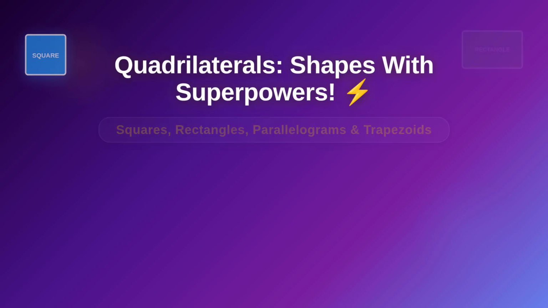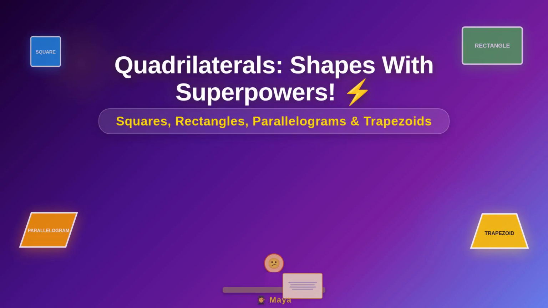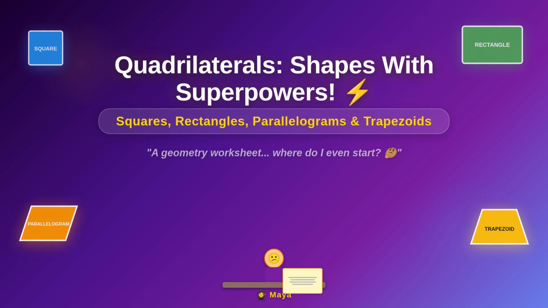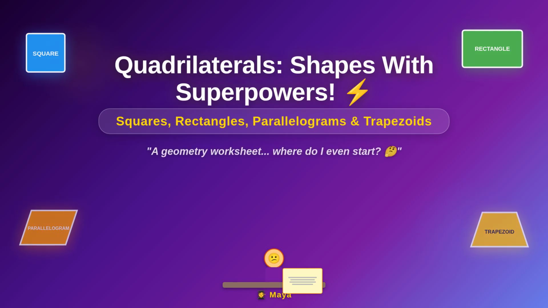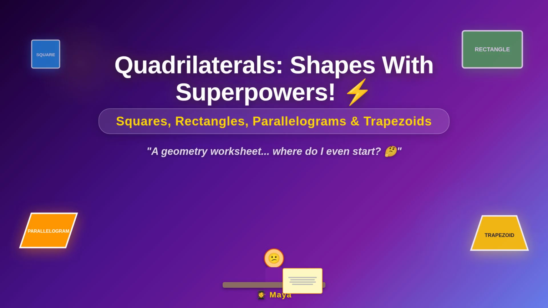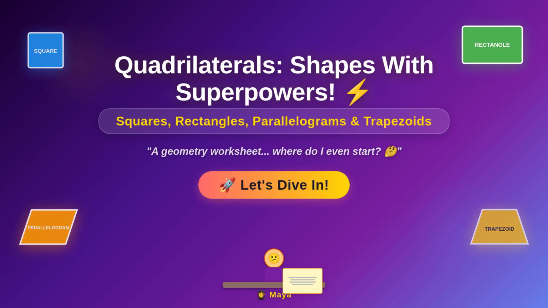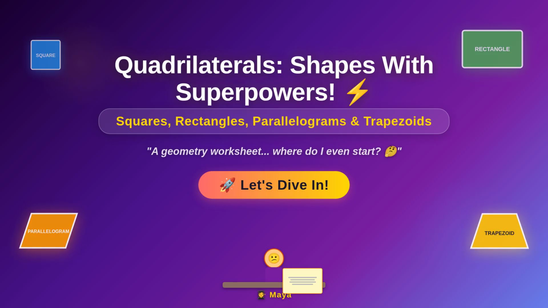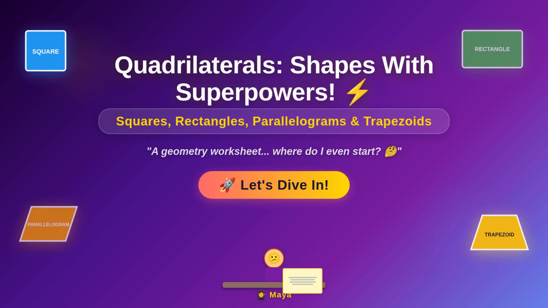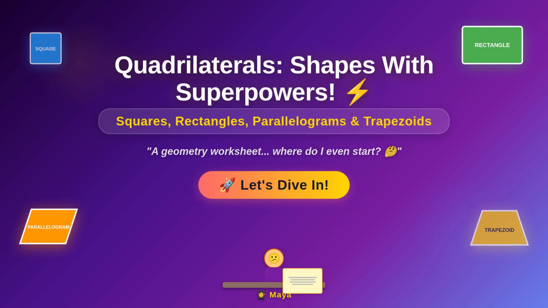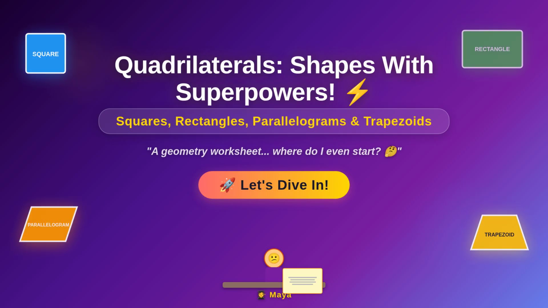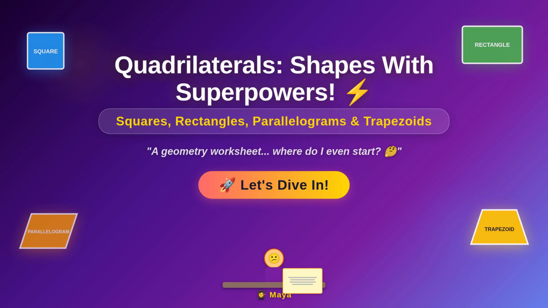Meet Maya. She's a 6th grader who just got a geometry worksheet, and she's staring at 4 weird-looking shapes: a square, a rectangle, a parallelogram, and a trapezoid. Her assignment? Identify all their properties by tomorrow morning. Maya has no idea where to start. Sound familiar? Don't worry. By the end of this video, you and Maya will know everything about these 4 amazing 4-sided shapes. Let's dive in.